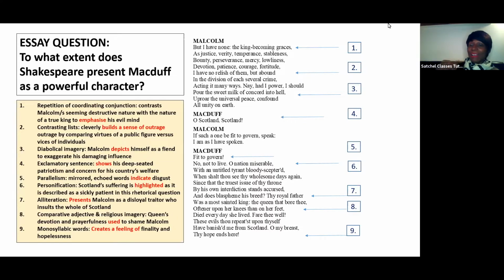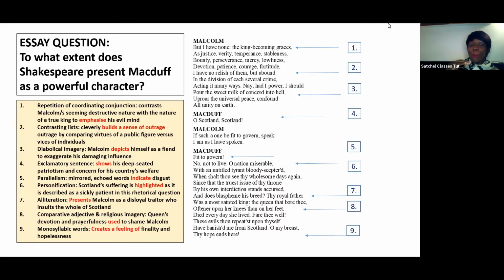So you can see where I've pointed at number 2, there's a long list. First list is all about the virtues. The next list is all about the vices. So it's contrasting what Malcolm would do. Instead of being a public figure who would defend justice, he wants his private vices and he wants his individual needs to be satisfied when he becomes king.